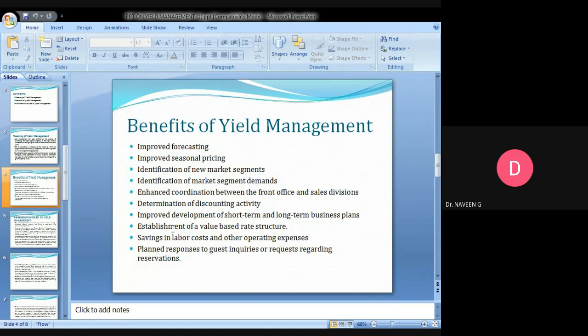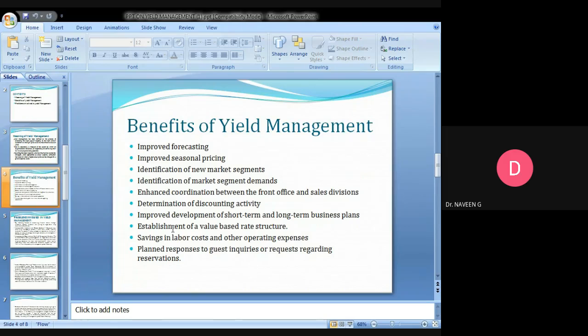In the short-term business plan, it will be either 1 week, if you provide. For example, private industries may provide a discount in the prices for 1 week or 1 month. But in the long-term view, if you focus on this, they may not be able to provide good services compared to our KSRTC and all. So therefore, yield management will improve the development of short-term and long-term business plans.